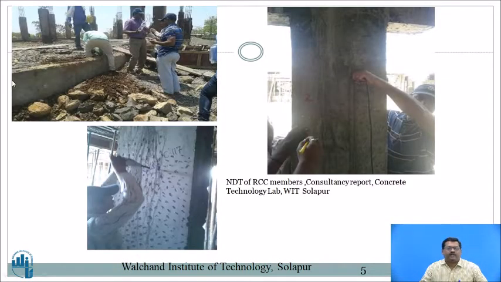Okay, so this is a large span plinth beam, and the corner is damaged. If you observe in this column, the edges are not proper, and all the edges were damaged during the de-shuttering. So, that is one of the issues.